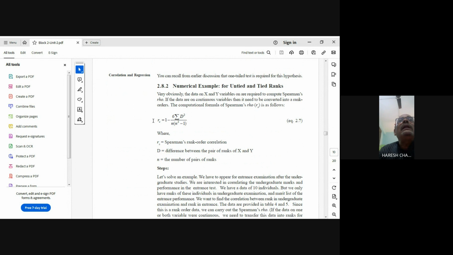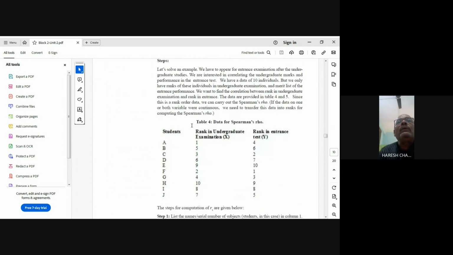This is the formula for rank order correlation, RHO correlation: 1 minus 6 sigma d square by n into n square minus 1. Now, is there any example? Yes. Here is an example.